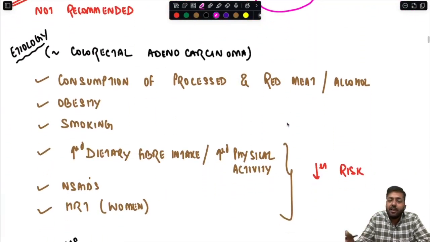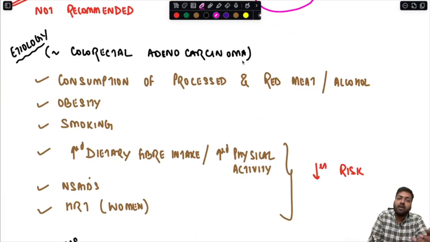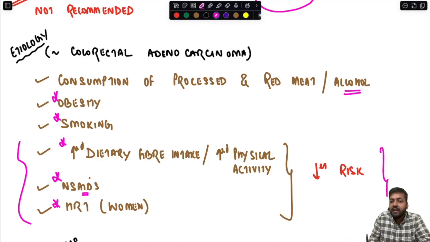Now, if you look at the etiology of such lesions, it is very similar to colorectal adenocarcinoma. That is, what are the risk factors? Consumption of processed and red meat as well as alcohol, obesity, smoking, increased dietary fiber intake, increased physical activity, as well as the consumption of NSAIDs, as well as HRT, that is hormone replacement therapy in women. All these last three factors reduce the risk of development of such polyps.